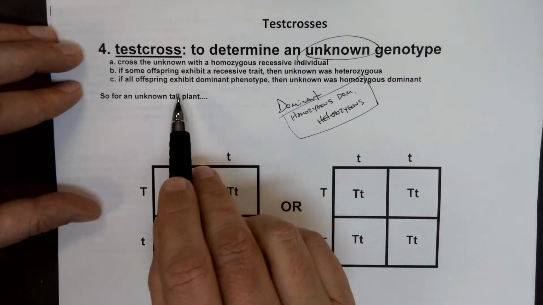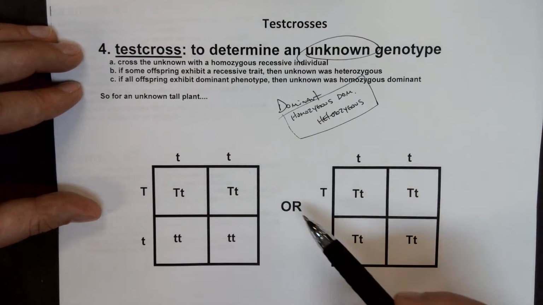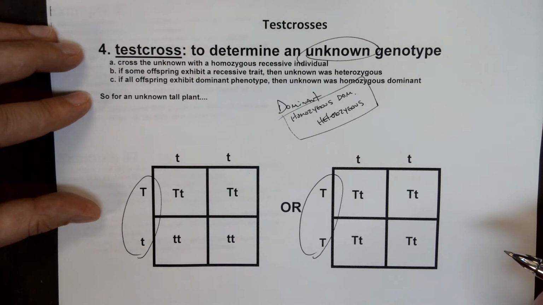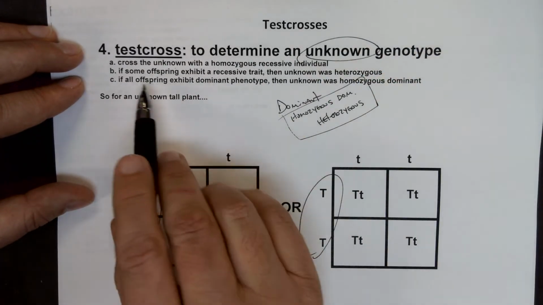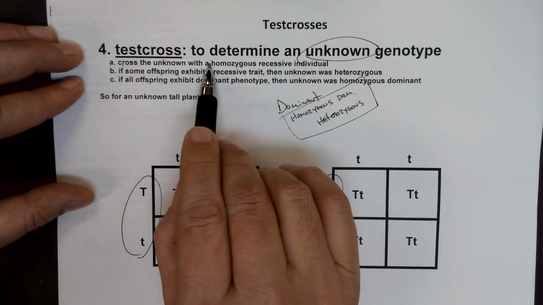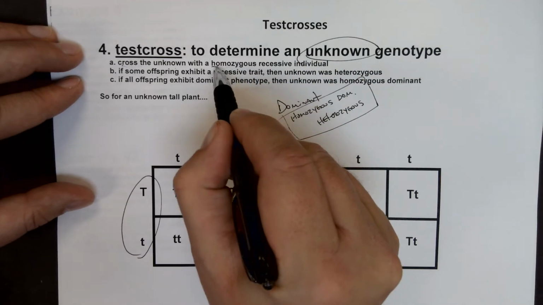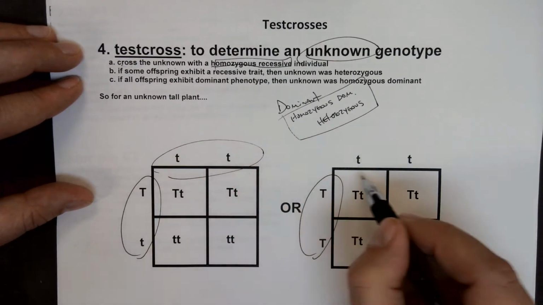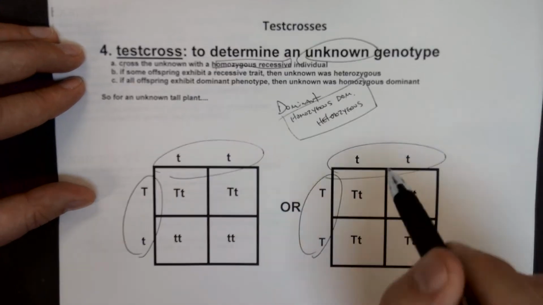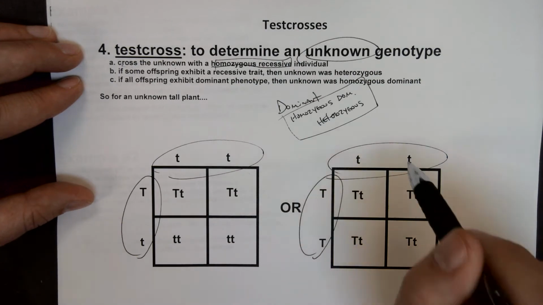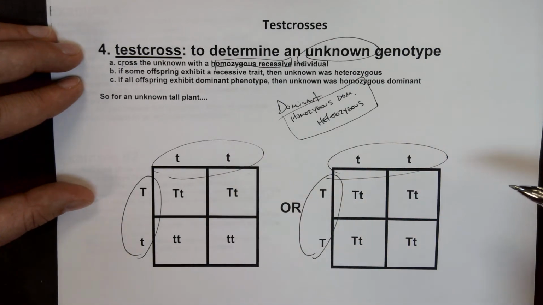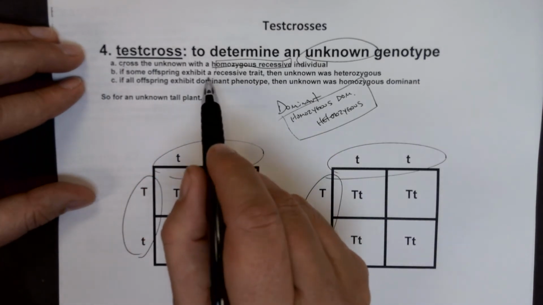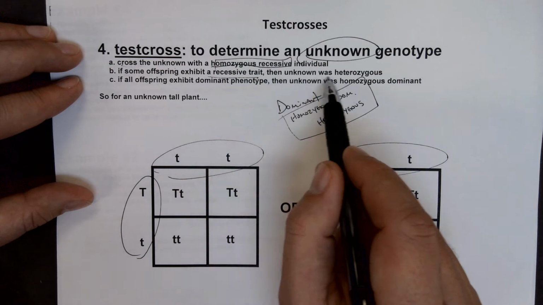So in the case of pea plants, tall and short, you could have this or you could have this. What we do in a test cross is cross the unknown with a homozygous recessive. The reason is that when you cross it with a homozygous recessive, we know what the alleles are. In our results, if some of the offspring exhibit a recessive trait, then the unknown was heterozygous.